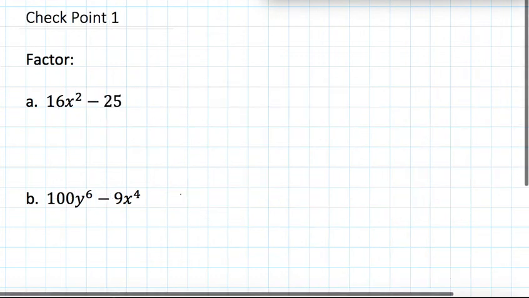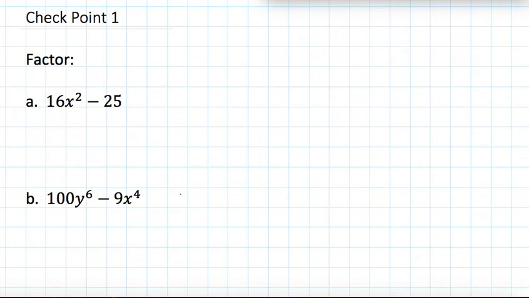So next you should do the problems from checkpoint number 1. Do these in your notes, check your answers, and then you can move on with the rest of the video.